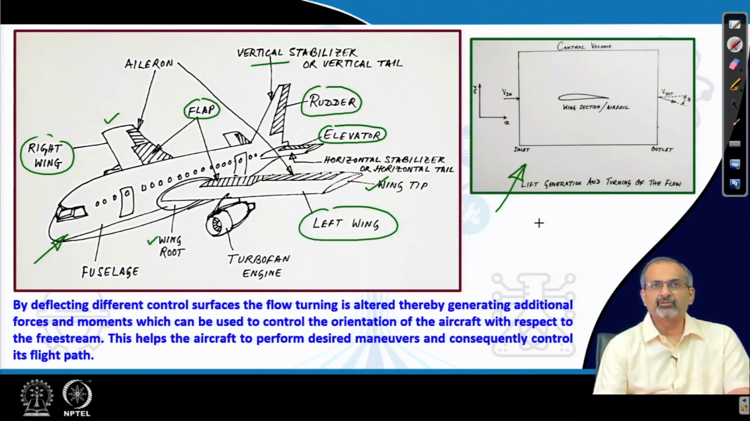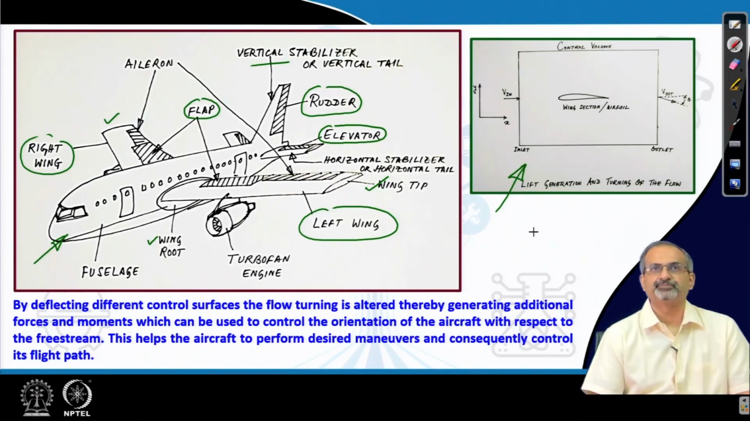When flow turning is altered, it generates additional forces and moments, which can be used to control the orientation of the aircraft with respect to the free stream, and this ultimately helps the aircraft to perform desired maneuvers and consequently control its flight path.